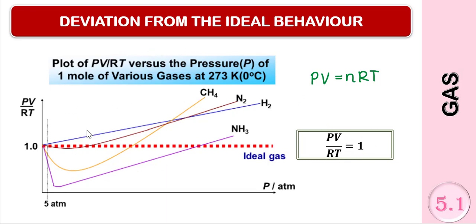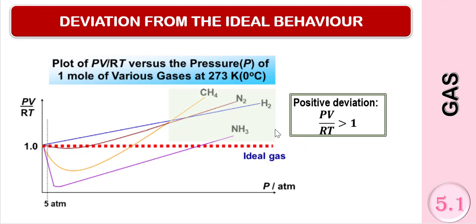So if you look at this graph, we have the y-axis, which is the product of PV over RT, and the x-axis, the pressure in atm. For an ideal gas, the product of PV over RT is 1.0 at all pressures, at any pressure. If you look at the graph, at very high pressure, the product of PV over RT is bigger than 1. So we have a positive deviation here.